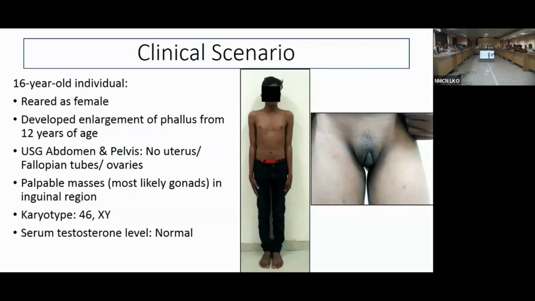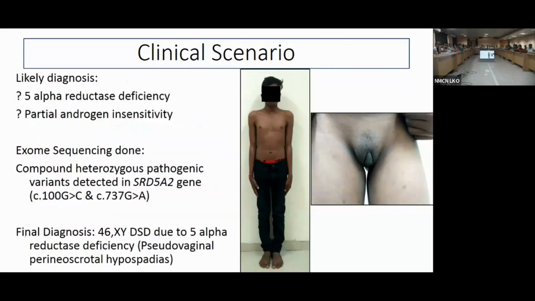So this is not a disorder of androgen synthesis. Serum testosterone is normal. So what could it be? Yes, or 5-alpha, yes. So there are other possibilities, but these are the two main things we will consider here. Either a 5-alpha reductase deficiency or a partial androgen insensitivity.